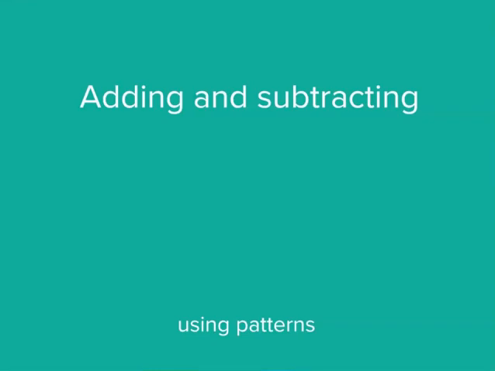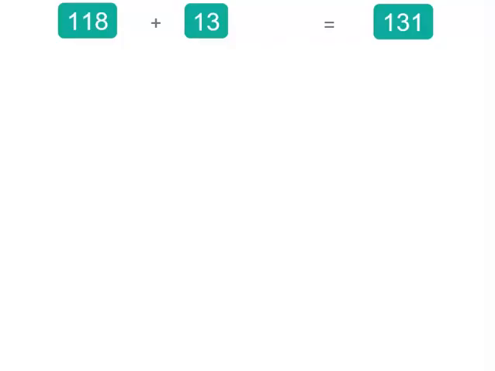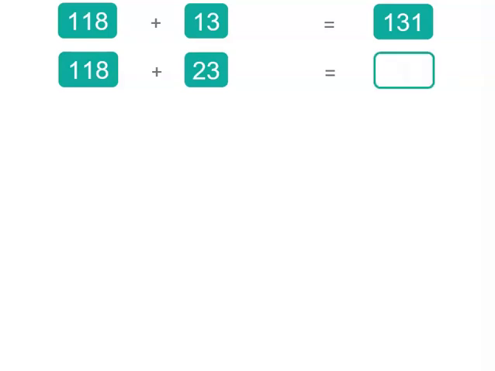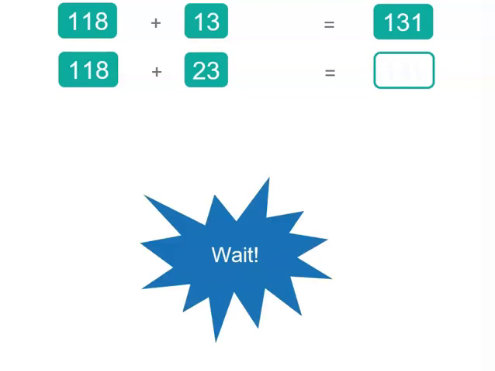Now I'd like to show you something else that you may not notice when our number changes. Let's say we have 118, we add 13, and that gives us 131. Then we start with 118 again, but this time we add 23. Now we can just add another 10 to that answer. But before we do, I want to show you something.